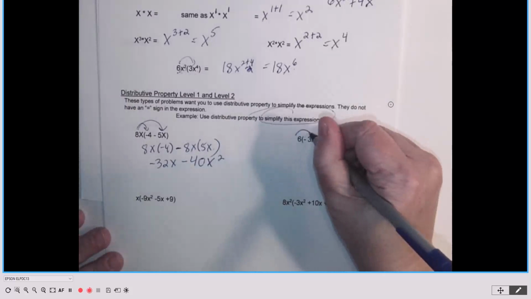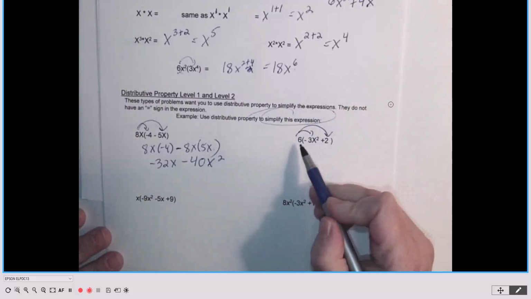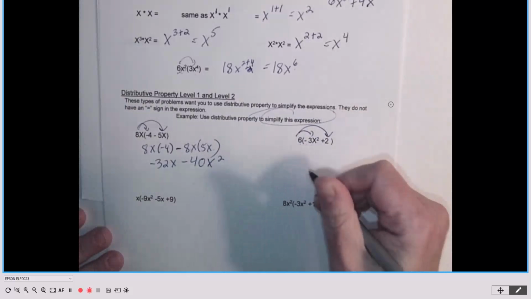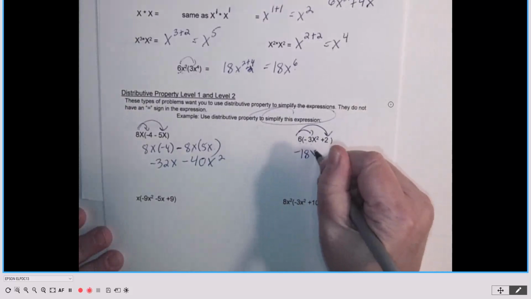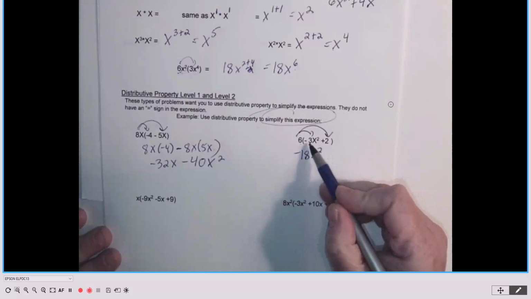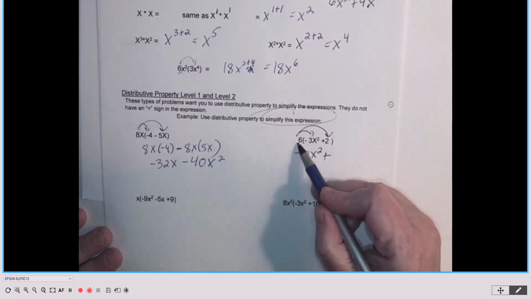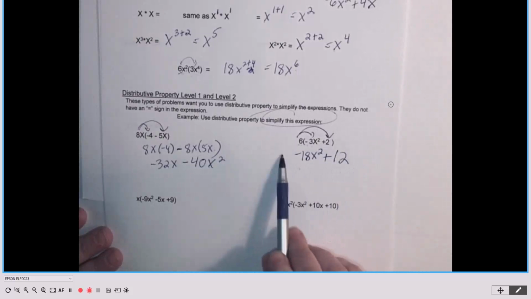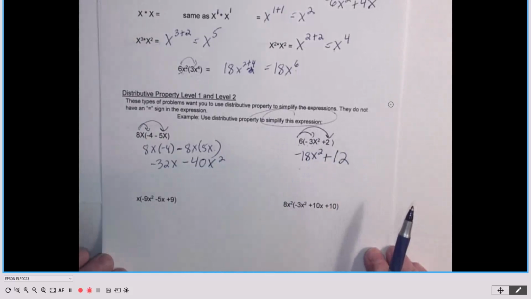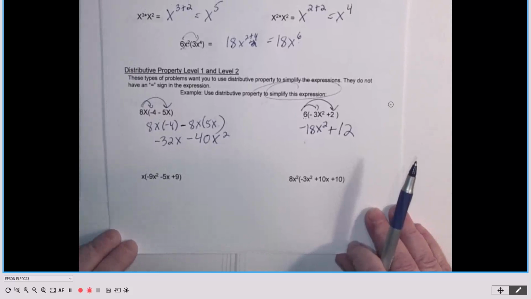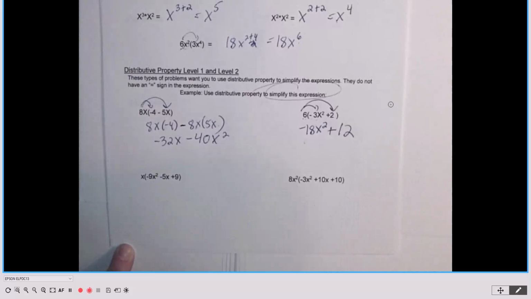All right, let's take a look at this one. I'm going to distribute that 6 to each of those. So 6 times a negative 3 is a negative 18, and I keep the x squared because there's no x here to change or alter it. 6 times 2 is 12. So that is my answer to simplifying that. All right, let's have you stop the video and try these last 2 problems and we'll see if we agree.